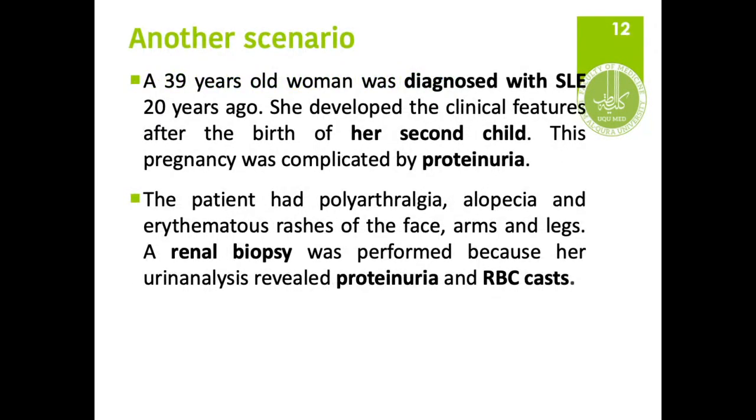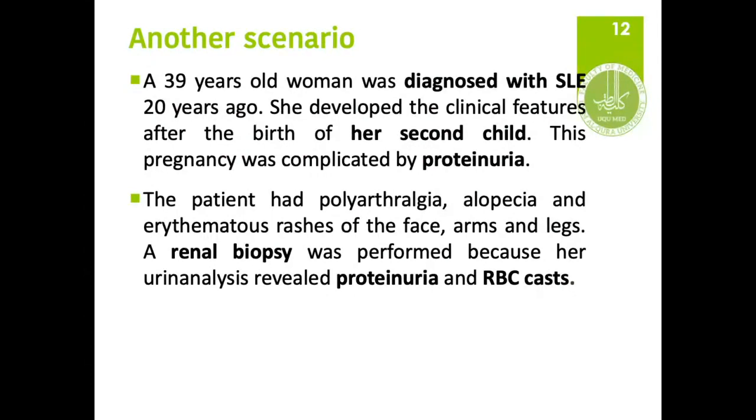The second scenario is a 39-year-old woman who was diagnosed with systemic lupus erythematosus 20 years ago. She developed the clinical features after the birth of her second child. The pregnancy was complicated by proteinuria. The patient had polyarthralgia, alopecia, and erythematosus rashes of the face, arms, and legs.